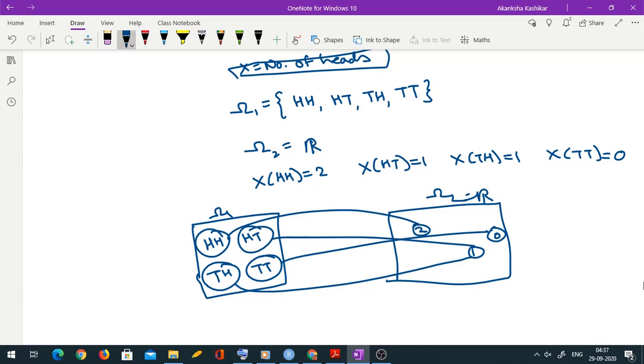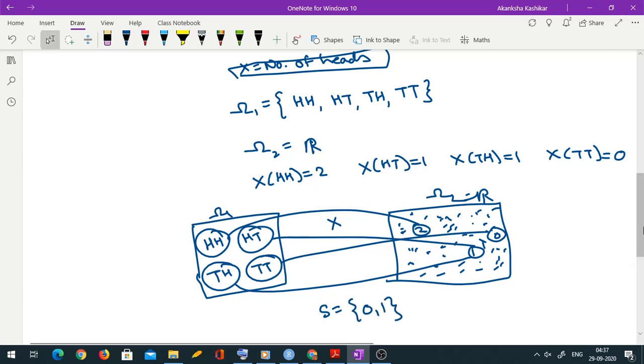Of course, since we are defining omega 2 to be R, there are many other points in here, but they are not images of any elements from omega 1 under X. Got it? At least under this function, they are not images of any element from here. Now, if I define S equal to, say, {0, 1}.